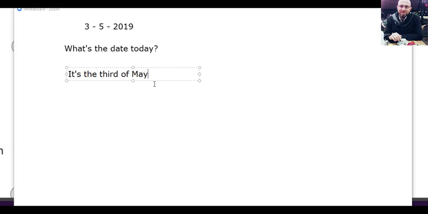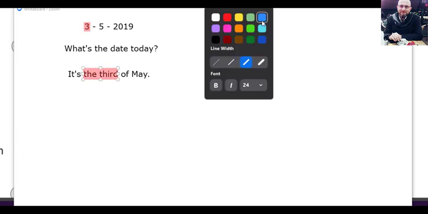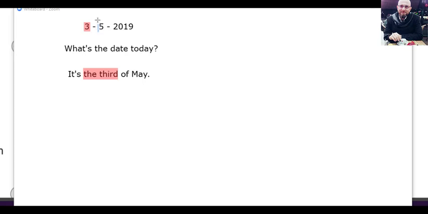And look here, this is the day, the 3rd. After that, we have the month, May. First one is day, second one is the month, the 3rd of May. And be careful, we always start the month with a capital letter. We always write the month, the same as days, with a capital letter, because it's the name of a month. Okay, so we say it's the 3rd of May.